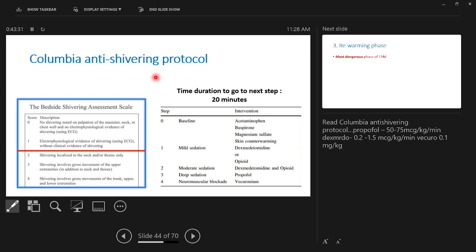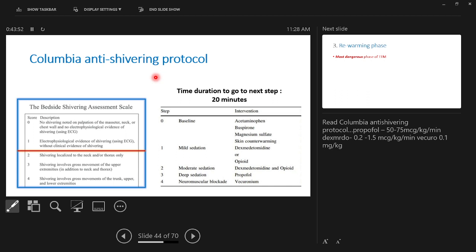We can start with acetaminophen. The dose will be 1 gram QID in a normal patient. If a patient is cirrhotic or has any liver disease, then we should decrease the dose to 650 milligrams TDS to prevent toxicity. Another thing we can use is buspirone, and magnesium sulfate is used if the magnesium level is less than 2 milligrams.